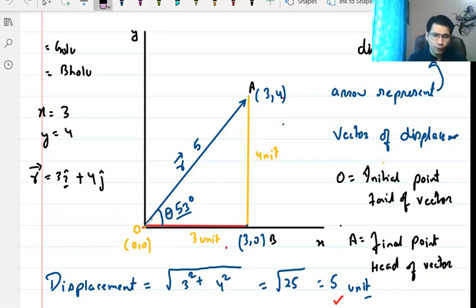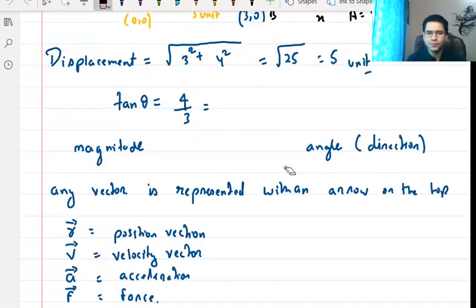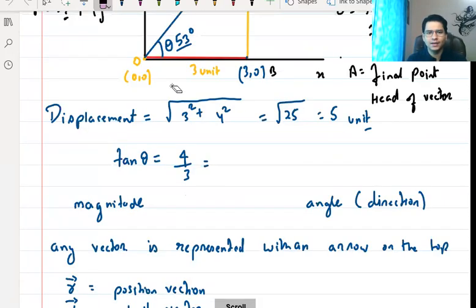This point O is the starting point, right? So the starting point is called the tail of the vector, because it is just like an arrow. So this is your tail of the arrow and this is the head of the arrow. That's why it is the tail of the vector, and the direction where the arrow sign is, is the head of the vector or final position. Okay, right? And the angle is given by trigonometry.